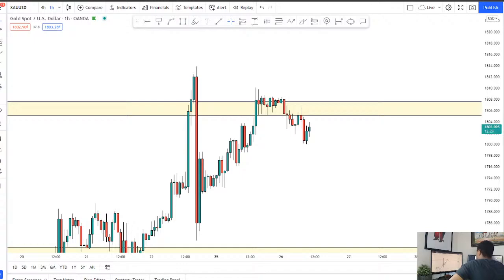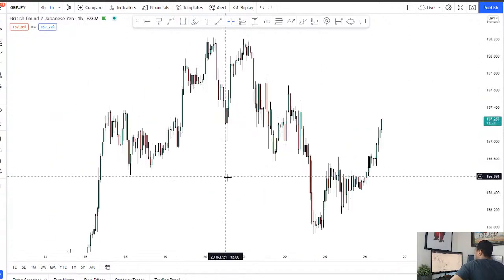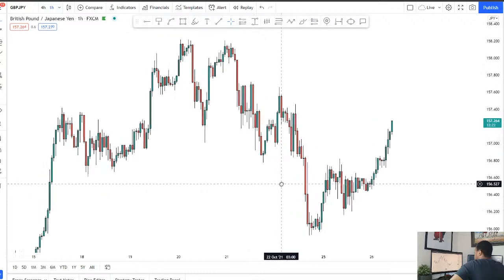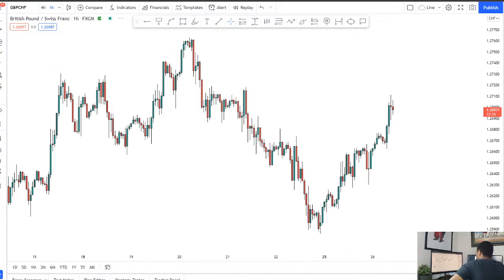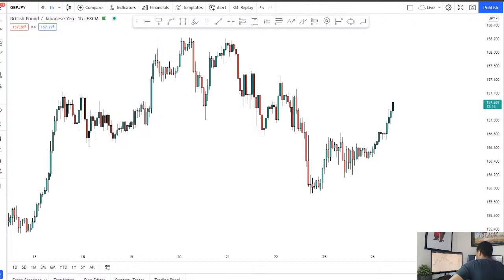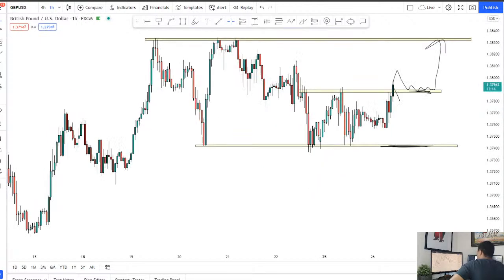Pound JPY, yeah, we'll be taking a look at that. So pound JPY looking quite bullish here. Again, I think pound overall is quite strong. Pound CAD, pound CHF, pound JPY, pound USD is pushing up. So overall, we're seeing a lot of strength for the pound, really.